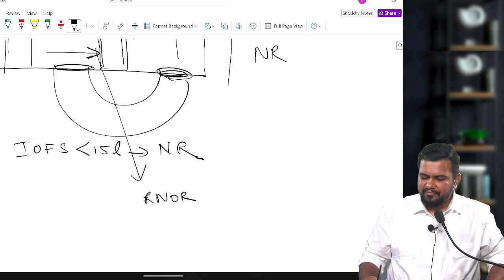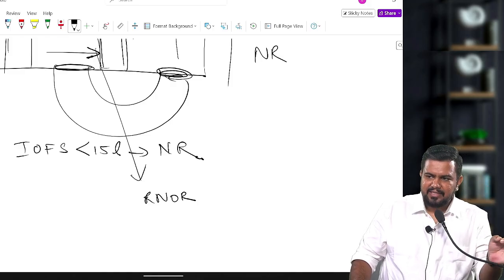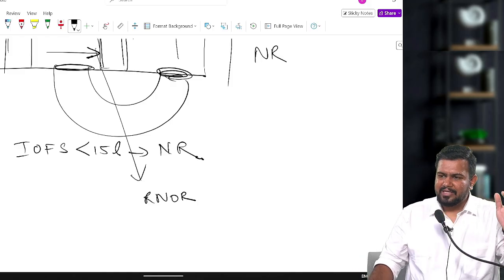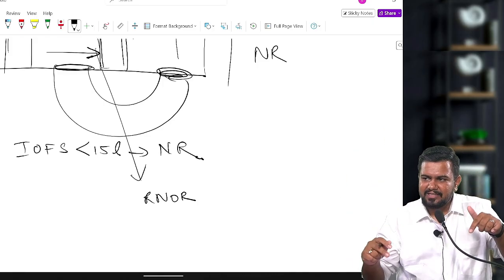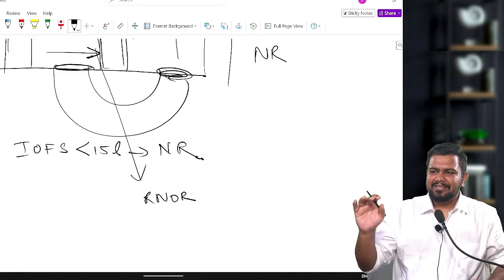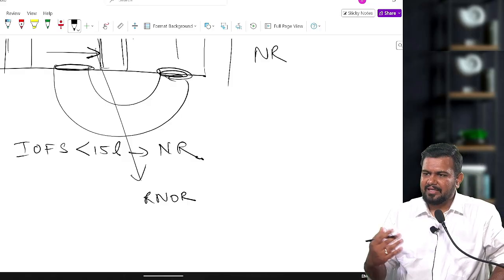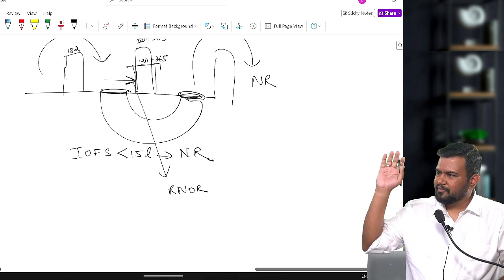Because we have seen that one of the doors to RNOR is what? Indian citizen or person of Indian origin visiting India whose income other than foreign source is more than 15 lakhs, whose stay in India is 120 days or more but less than 182 days. They will be called RNOR. So in the fourth case they will be called RNOR. Okay? So able to visualize?